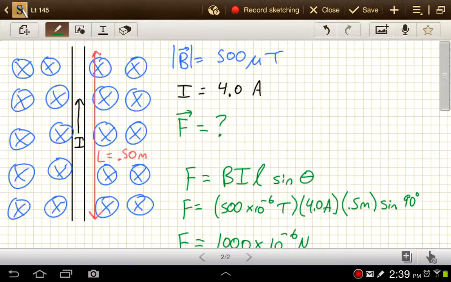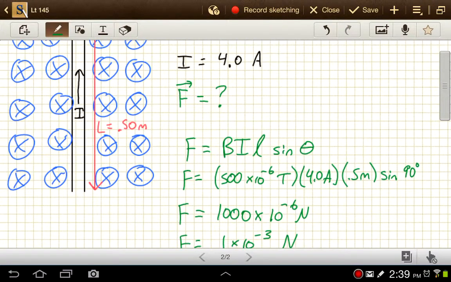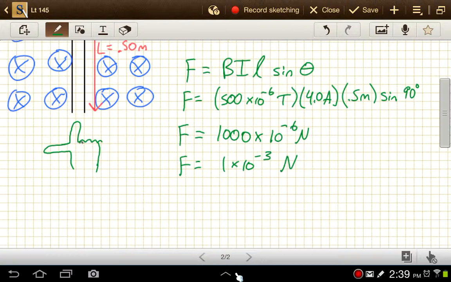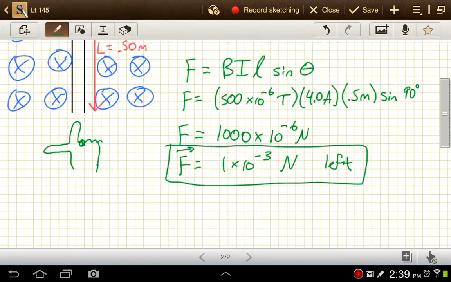Your middle finger needs to point into the screen. So you're going to have your hand with the pointer finger pointing upward, and then your middle finger pointing into the screen. And so your thumb is going to point off to the side like this. And again, your middle finger is pointing into the screen there. So this force is going to be to the left. So 1 times 10 to the negative third newtons to the left is the force experienced by this wire.